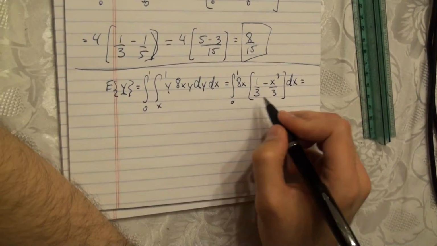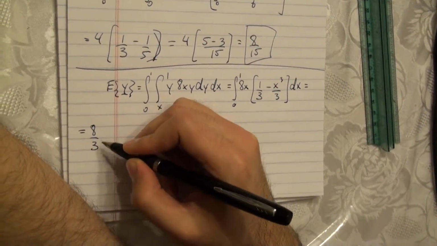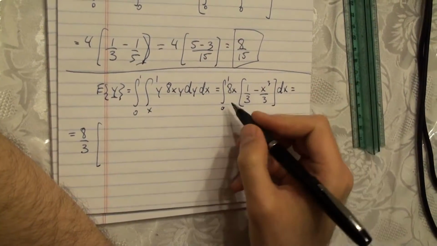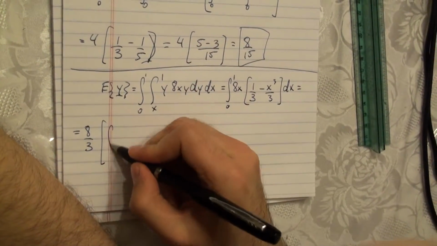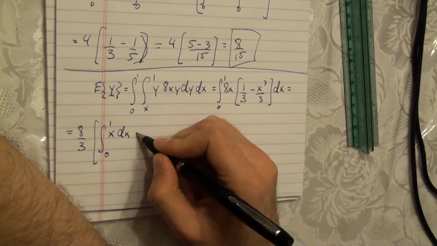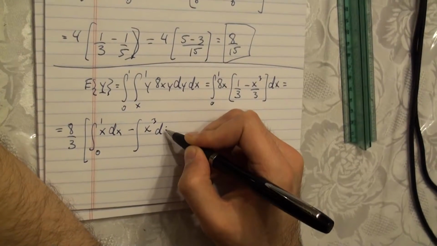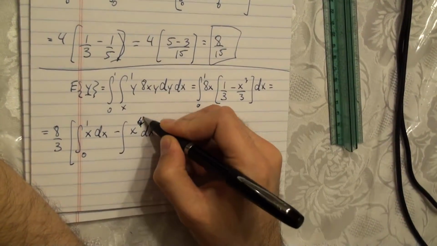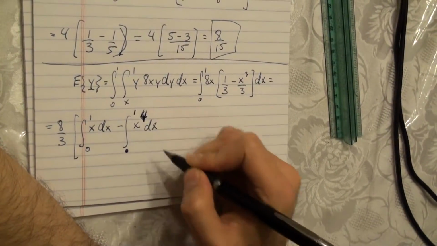Now, we can take the 8/3 out as a common factor. So that's just going to become what? We're going to have 8 over 3 as a common factor. The x comes in here. So we have x dx from 0 to 1 minus x to the 4th. Sorry, not x cubed, x to the 4th. My mistake, because the x comes in between 0 and 1.